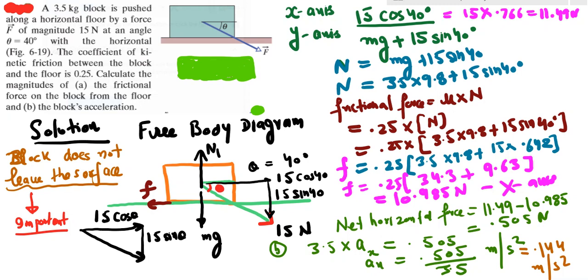All right, so let's continue our discussion on this problem. So first step is always to draw the free body diagram. You can see I have resolved the 15 Newton force, which is in the downward direction, making an angle of 40 degrees, into components. One is the 15 cos 40 and the other is 15 sin 40.